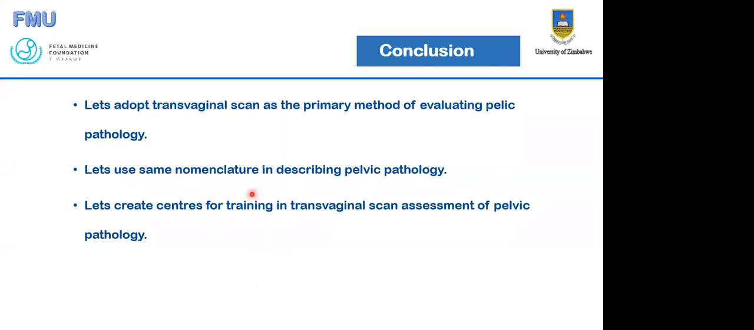Then let us use the same nomenclature in describing pelvic pathology. So let's use the nomenclature as recommended by the MUSA group. That paper is available for free download on the internet. So please download the MUSA paper, read it, familiarize yourself with the terminology, so that when you are writing your report, you use the right terminology. Of course, training is vital.